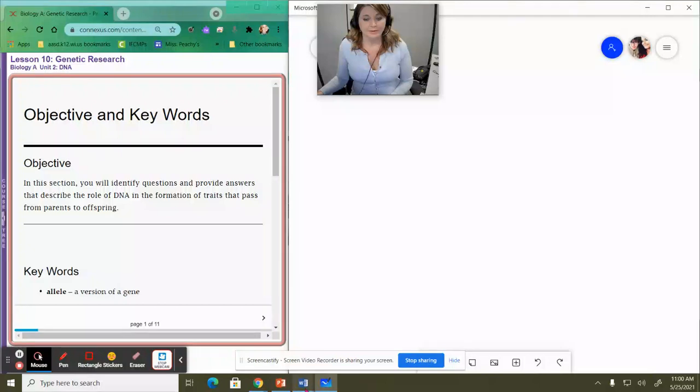But we are going to be looking at genes and how we can predict what the offspring are going to have, what kind of characteristics and traits, using some of the rules of inheritance.